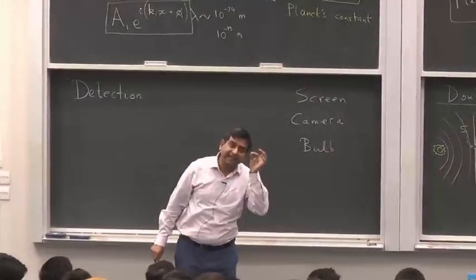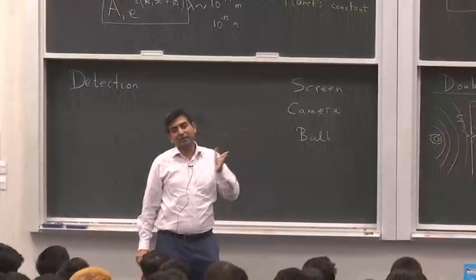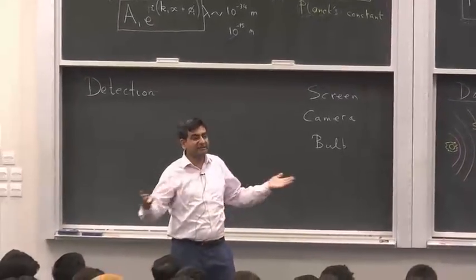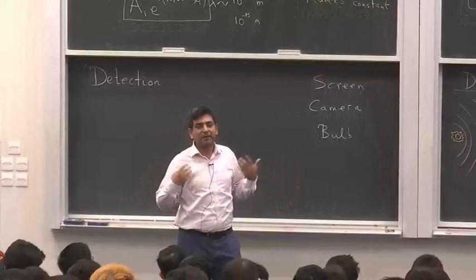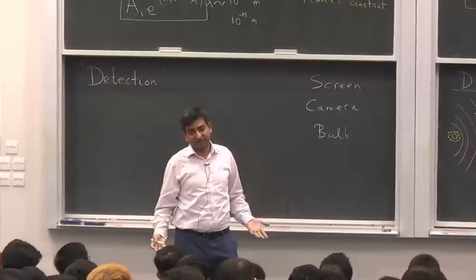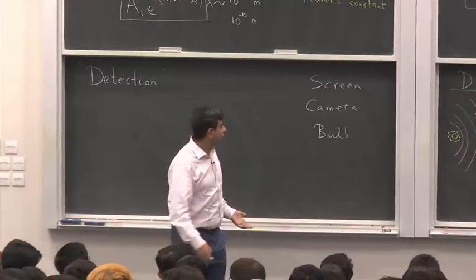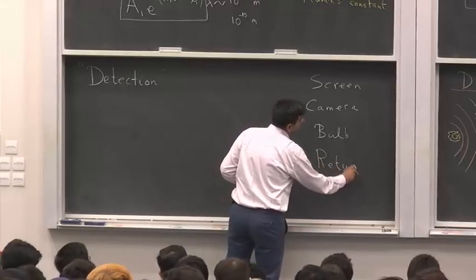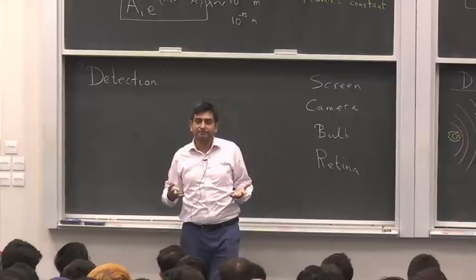The human retina is also a measurement device. When you see something, you're making an observation. When you're looking at the sun or the moon, or you're looking at me, you're making an observation. You're detecting my presence. Alright? So the human retina is a measurement device. All of these are macroscopic devices.